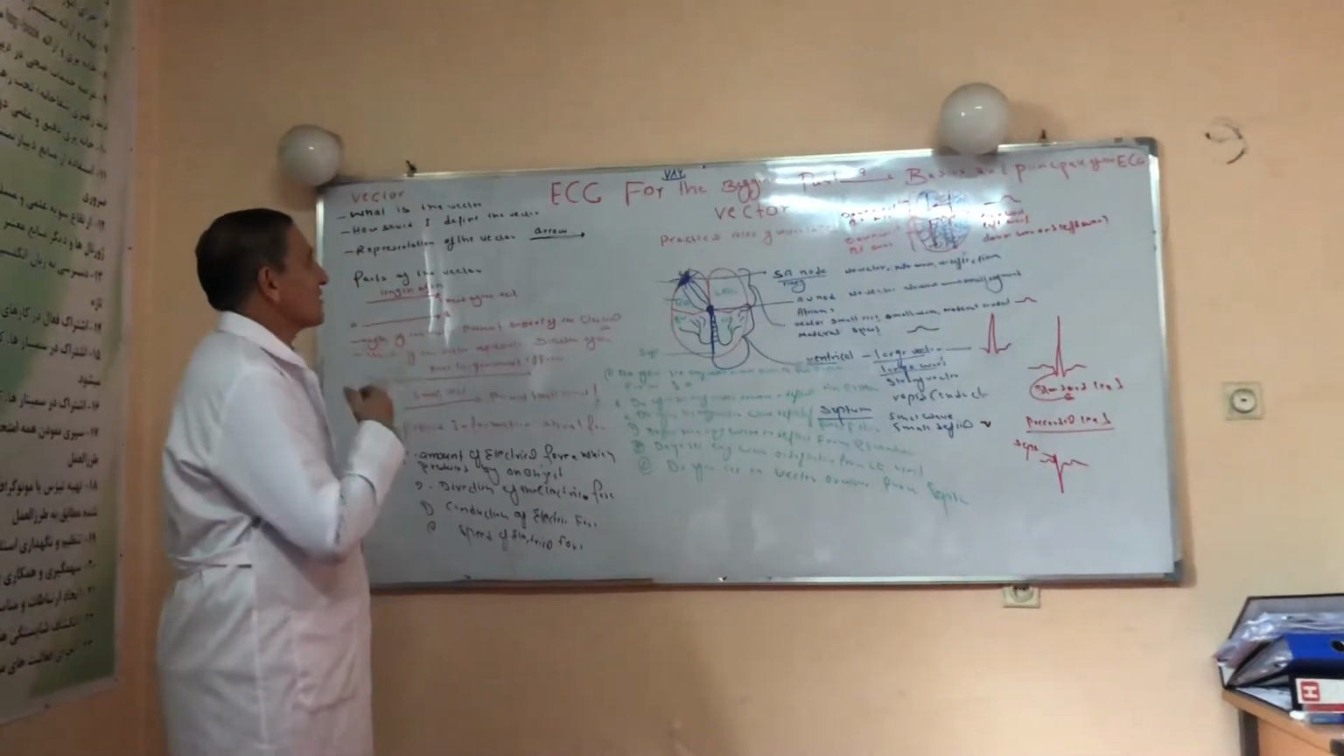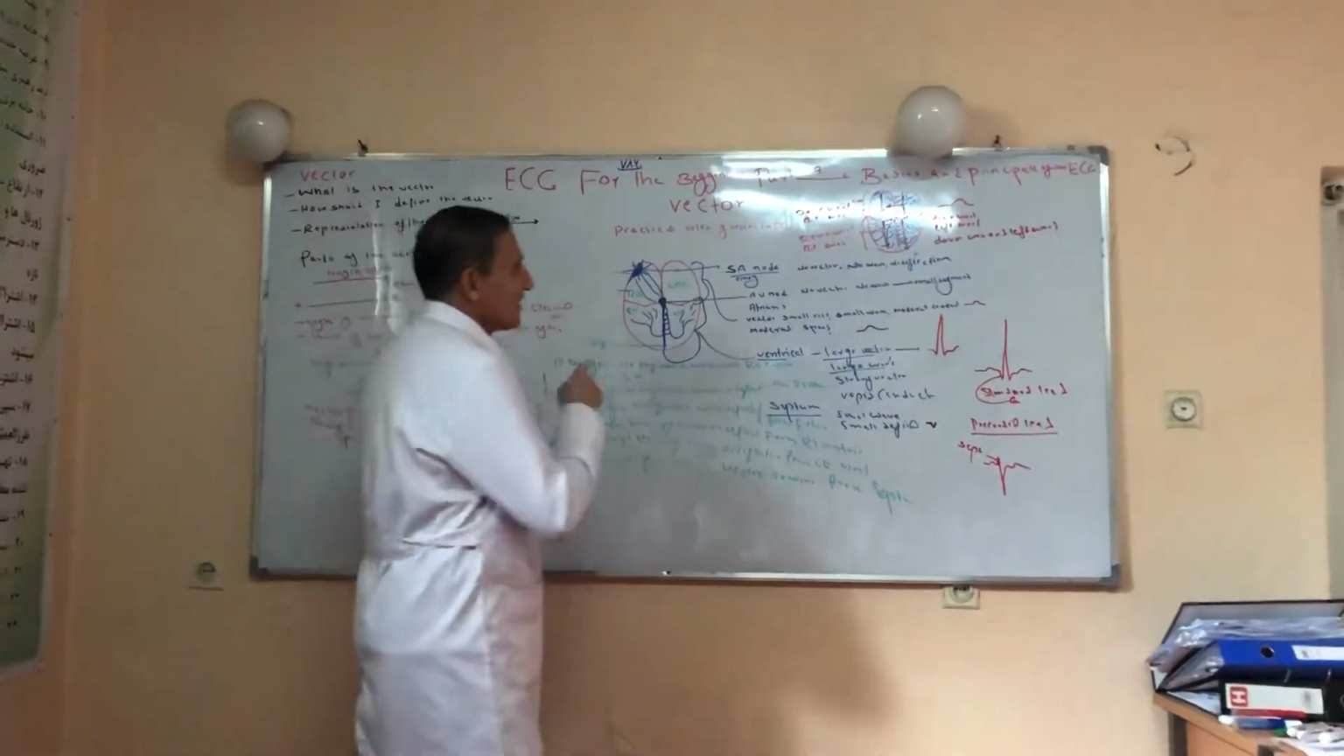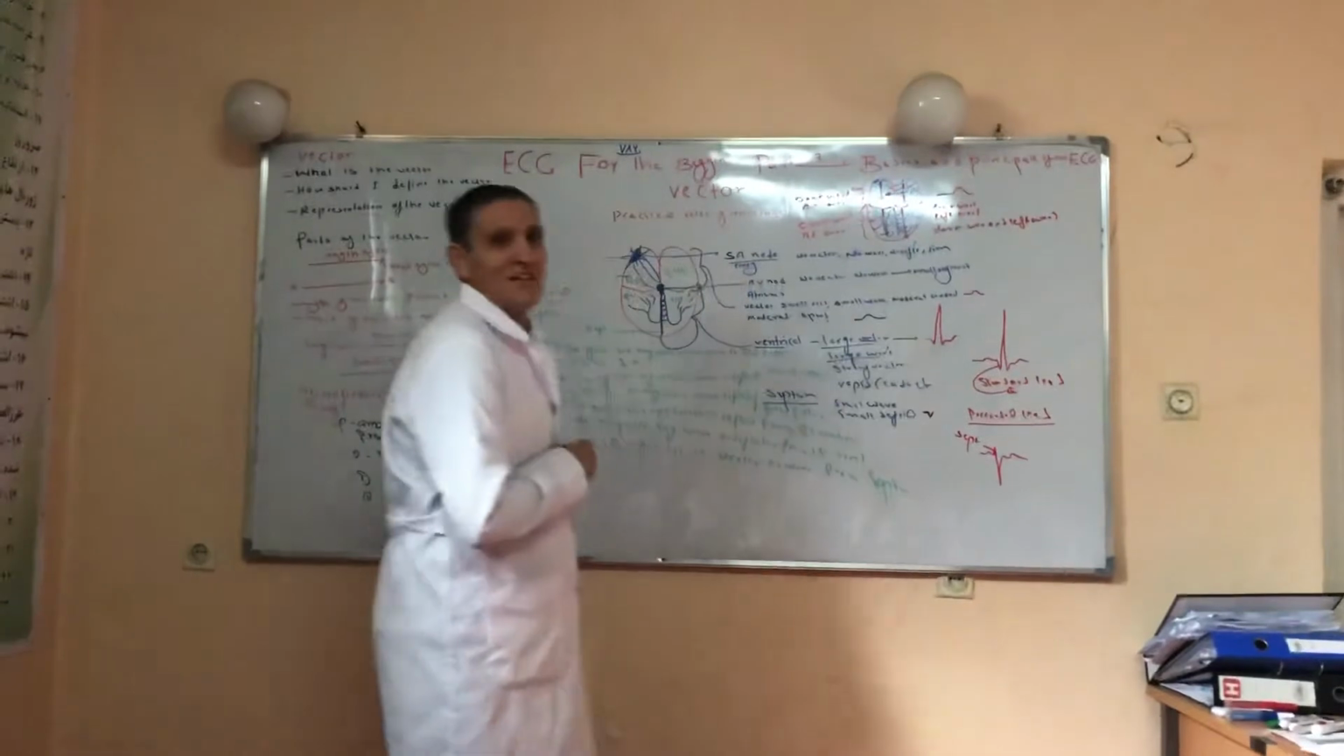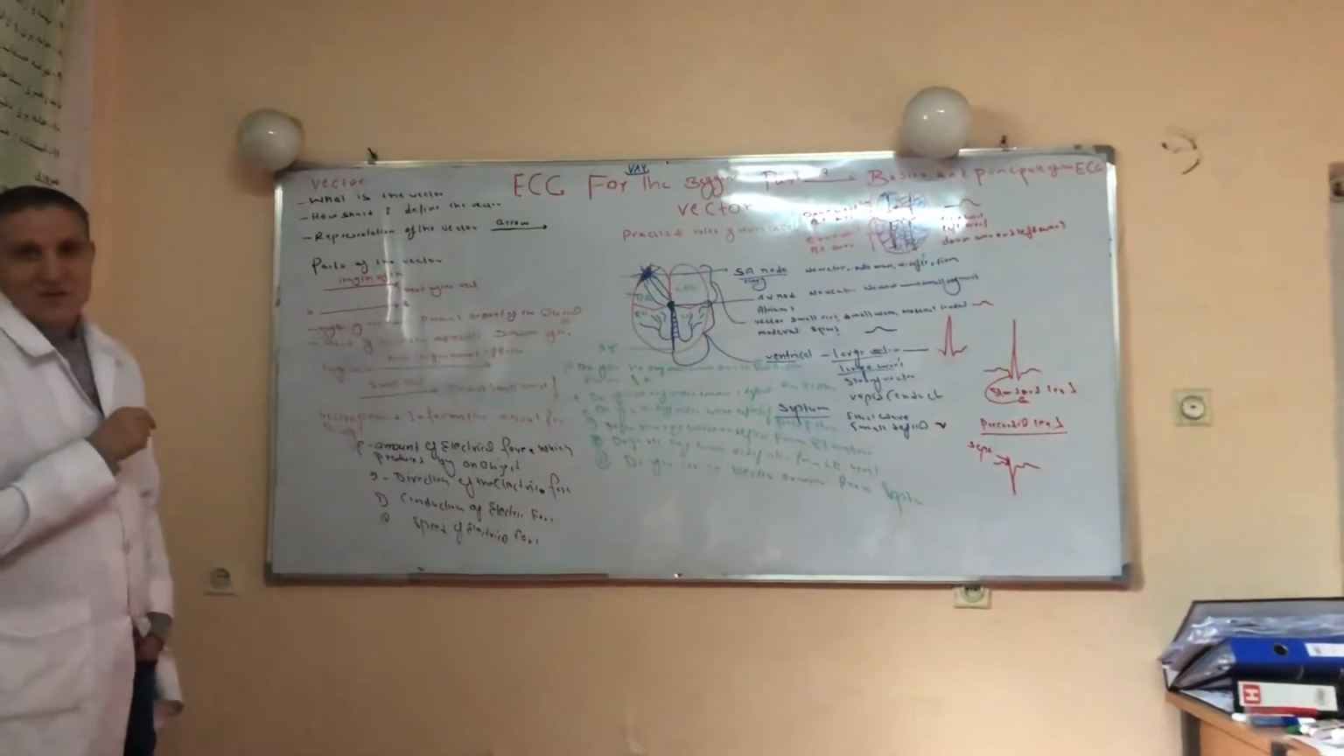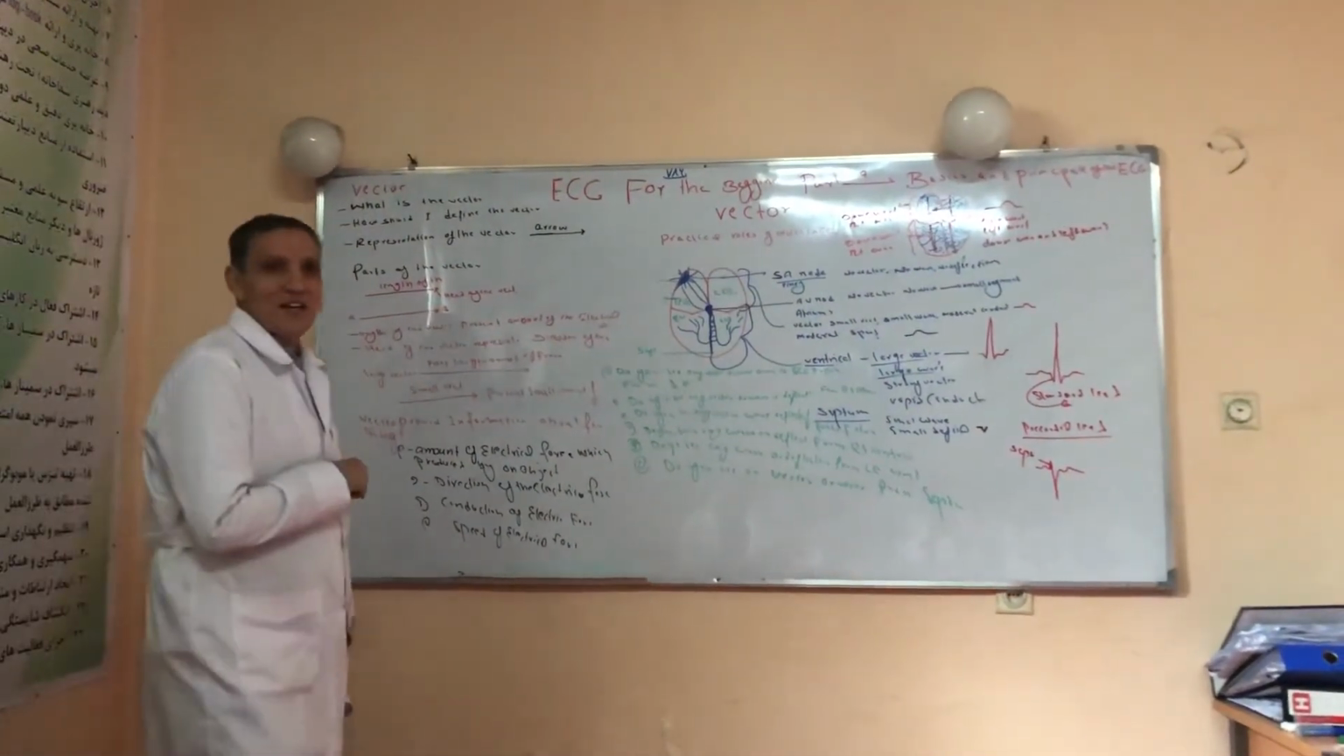Session. Our topic is ECG for the beginner, part 9, basics and principle of the ECG. In today's lecture, we are going to discuss the vector.